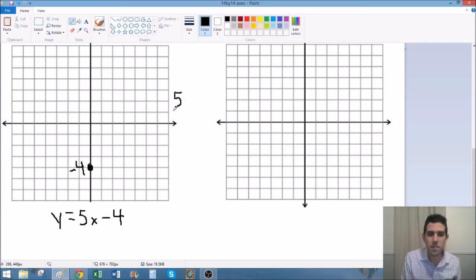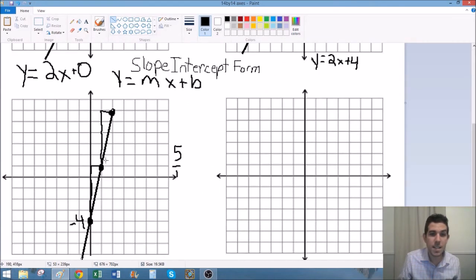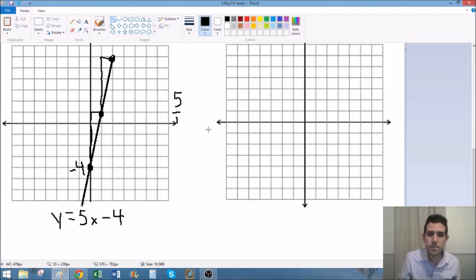Next, I did the exact same thing. My slope over here is 5 over 1, which means I'm going to rise 5, 1, 2, 3, 4, 5, and run 1. There's my first plot. Do it again. 1, 2, 3, 4, 5, run 1. There's my next plot. And this one is pretty steep, so I've already got my line. Boom. Comparing this line to the last 2, we notice it's a lot steeper. That's because the slope is a lot higher, 5 versus 2. And we have an intercept of negative 4.